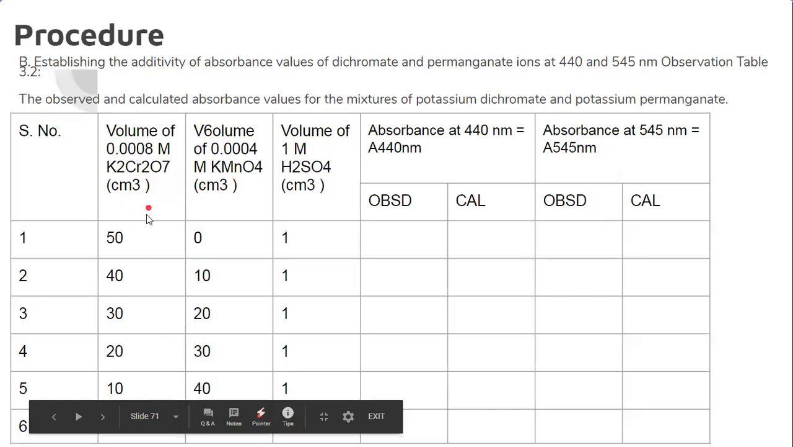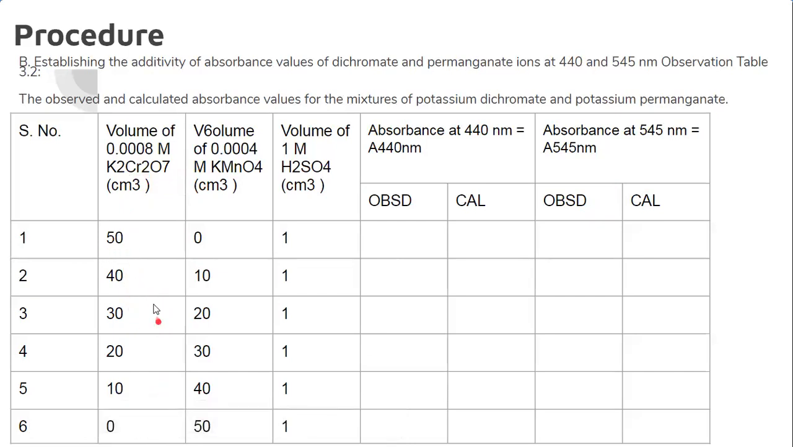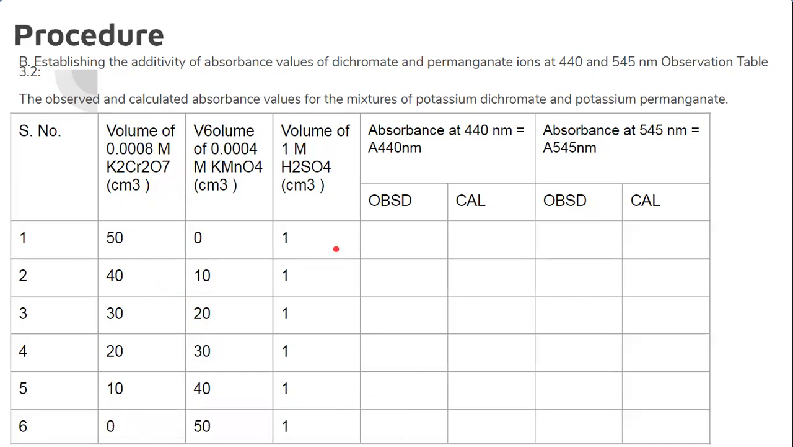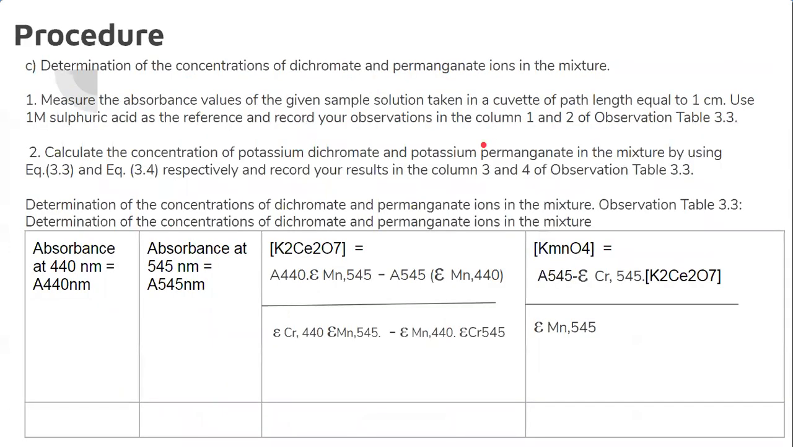So first of all, we need to prepare these six types of solutions, along with a seventh one, which is unknown. If you have an unknown, we take the unknown solution. By means of these variable volumes, we prepare a total volume of 51 milliliters of solution, and that will be used for the experiment. In this manner, we establish the additive absorbance value of potassium dichromate and potassium permanganate. And the last one is the third step.